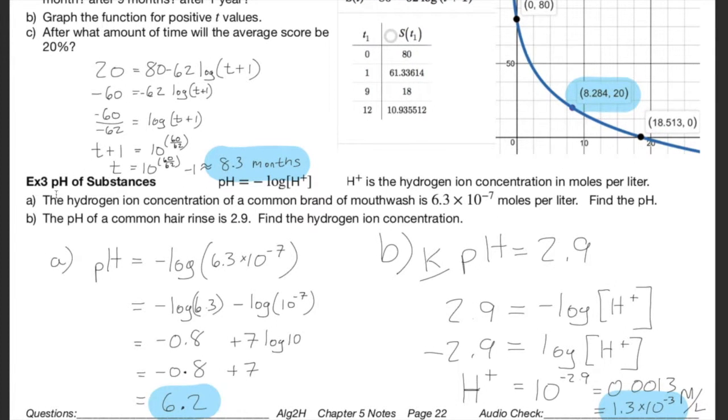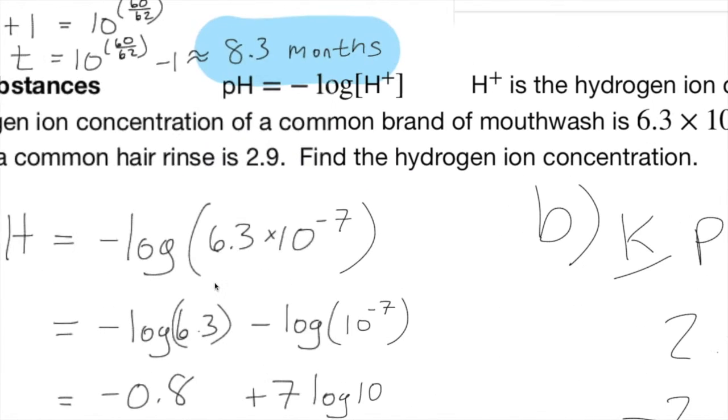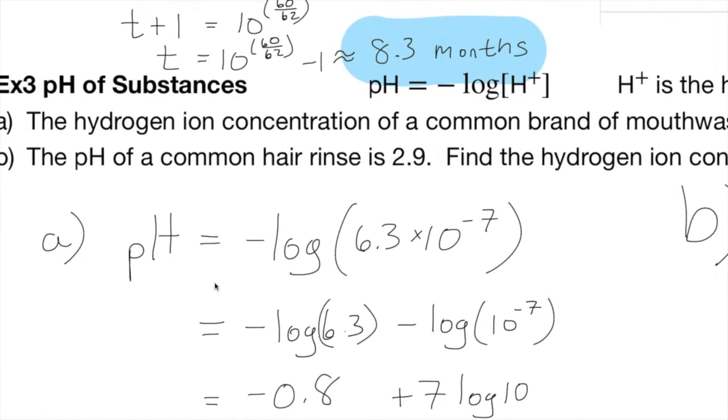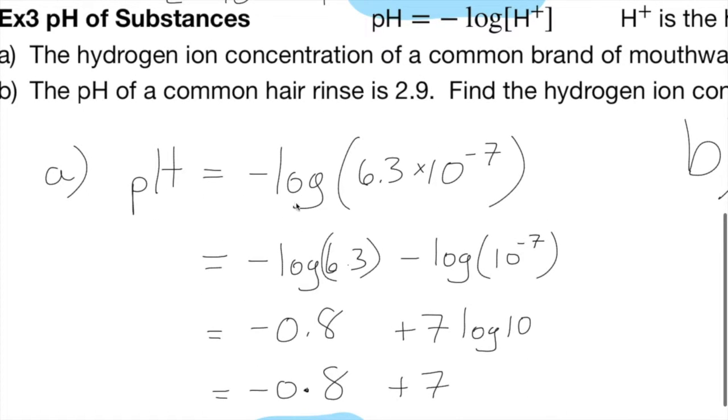We've got here pH of substances. This is actually taken from chemistry. The pH scale is almost something that's commonplace. We use pH all the time. But most people don't know that, even in chemistry it's often glossed over, that the pH scale is actually a logarithmic scale.